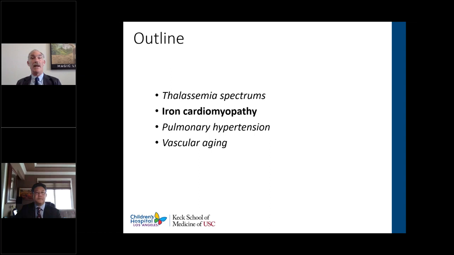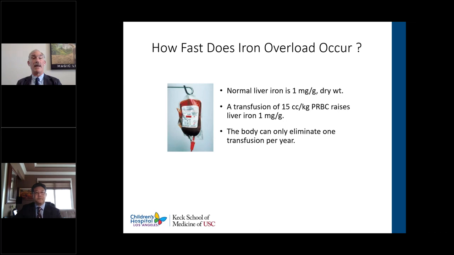In thalassemia intermedia, this is rare and occurs much later in life, but in transfusion-dependent thalassemia major, iron builds up in the body incredibly rapidly. So the liver is the dominant iron storage organ of the body, and it has an iron concentration of 1 milligram per gram. Each transfusion will essentially raise that liver iron by 1 milligram per gram.